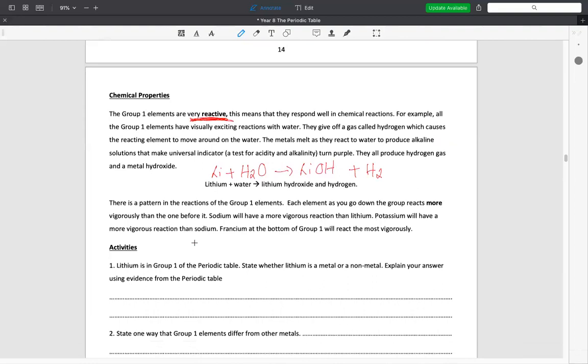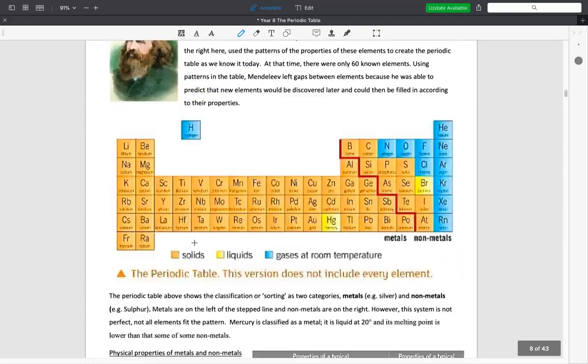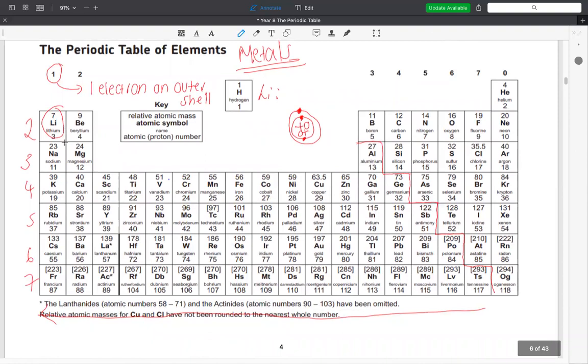And as I said, they're quite vigorous, and looking at the trend as you go down the group in terms of reactivity, as you go down group 1, the reactivity increases. This is also really important to remember. If there's anything that you make a note of, it's this: reactivity increases as you go down.